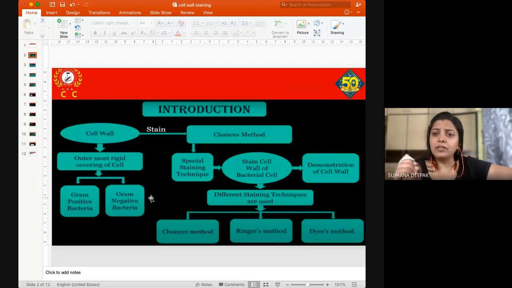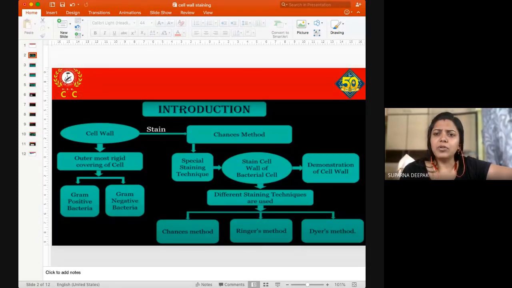You have a particular type of staining called gram staining. Gram staining is a way of basic characterization of bacteria. The first thing you want to find out, if you have isolated any organism and want to identify it, is whether that organism is gram positive or gram negative in nature.